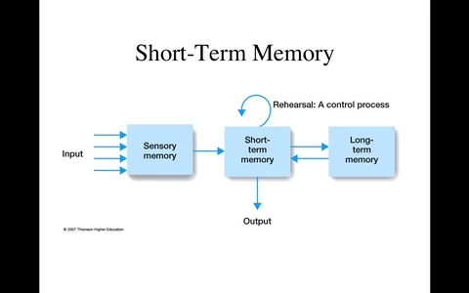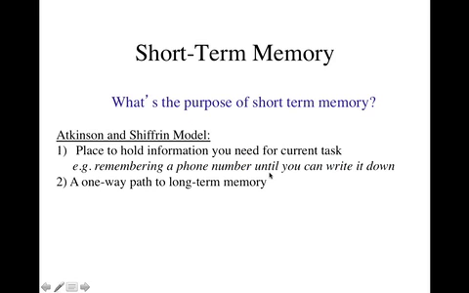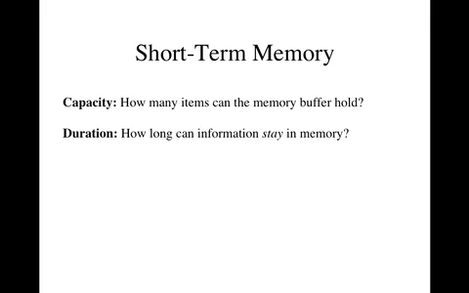According to the Atkinson and Shiffrin model, short-term memory is a place to hold information so that you can do something with it. And then it can also rehearse that information so you can hold it in there longer. So according to Atkinson, that's the basic purpose, a place to hold information you need for the current task, and it's also a path to long-term memory. And as we said, what I mean by one-way path here is that this is the only way you can get to long-term memory. You need to first go to short-term memory in order to get to long-term memory.